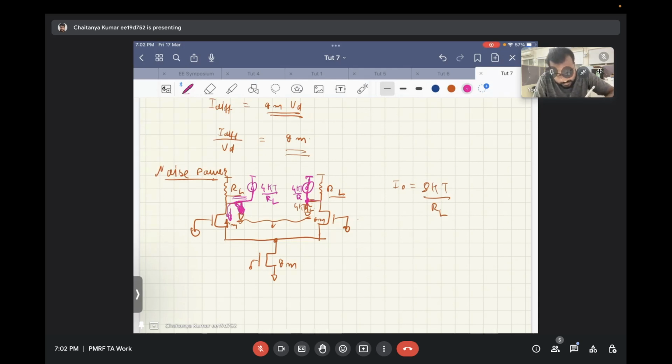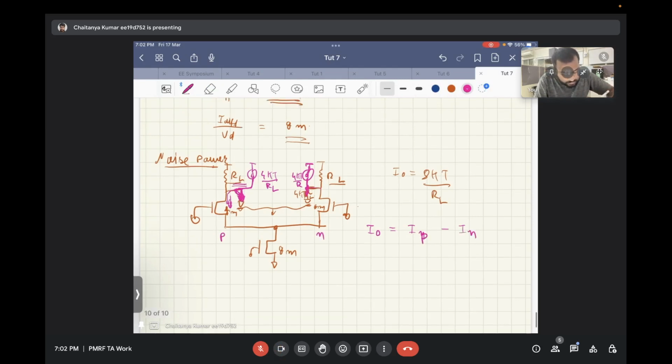And the same thing will happen on the right side as well. All the noise will flow into the right side short circuit. But the differential current that we wanted to find was, let's say we call this side N and this side P. Sorry, we will interchange the notation: this side P and this side N. So the differential current was IP minus IN.